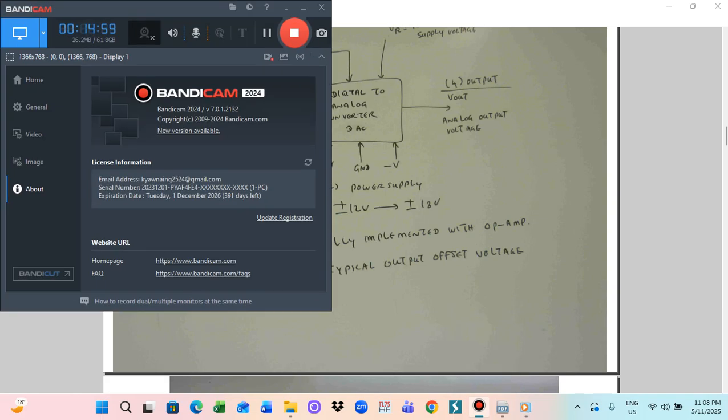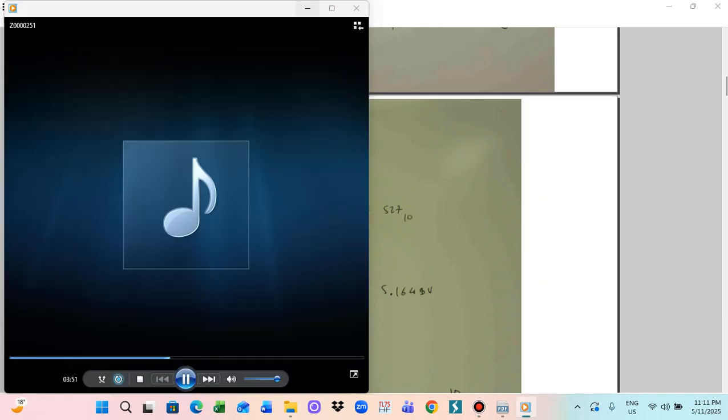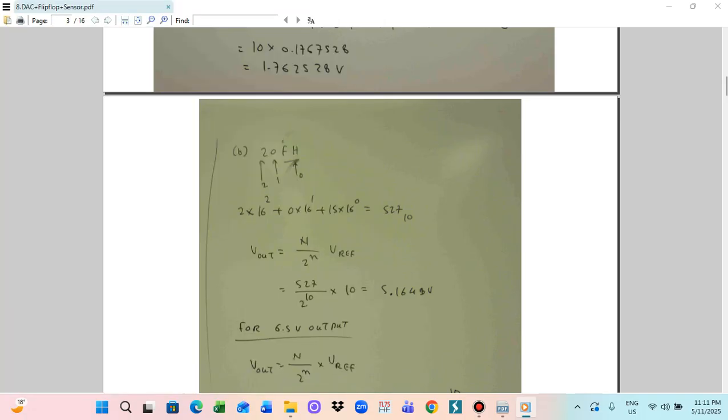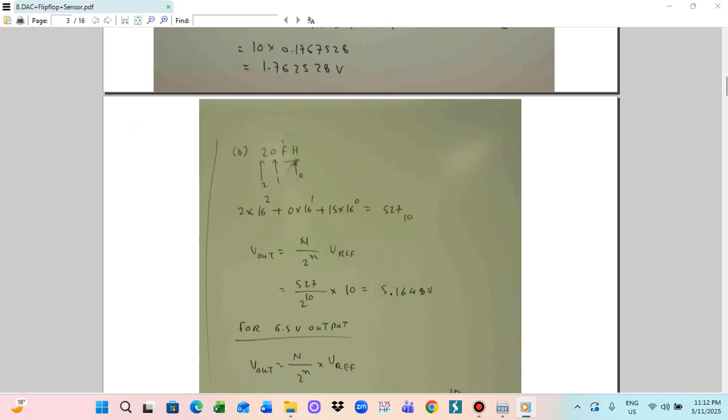Now, after you get the 527, we have to use this: VR is equal to N divided by 2 power n, and then multiplied with the reference. Then n you can calculate: n is 527, and 2 power n is 2 power 10. 527 is 20F, every time in the hexadecimal system.